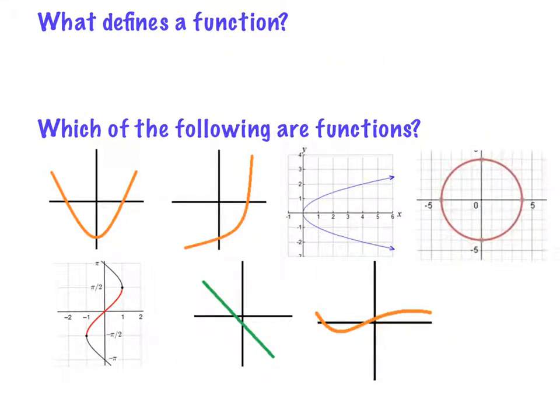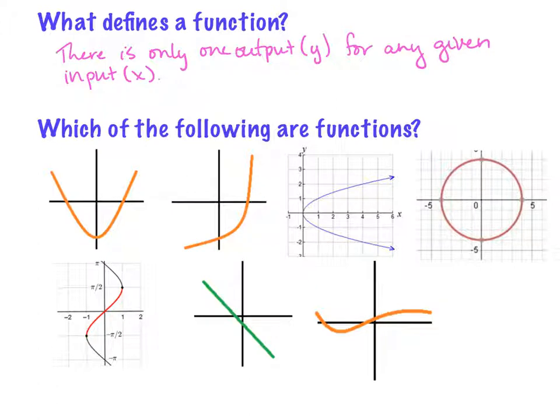The next thing is what makes a function, and its defining part is that it can only have one output for any given input. I'll explain that in a second. So there's only one output, y value, for any given input, that's the x value. The other way to look at this when we're looking at it as a graph is that it passes the vertical line test.